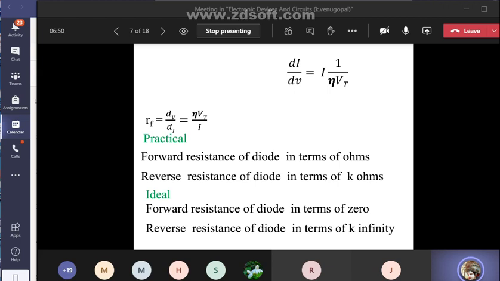In the ideal case, the diode conducts in forward bias, so that's why the forward resistance is 0. If the diode conducts, it has 0 resistance. If the diode is not conducting, then it has infinity resistance. So in the ideal case, the reverse resistance of a diode is infinity.